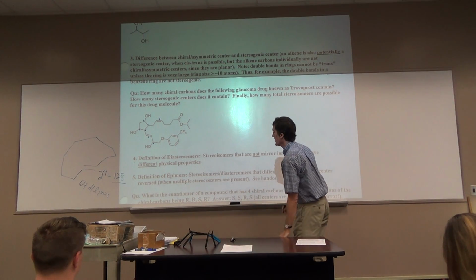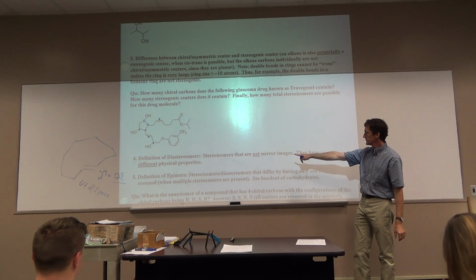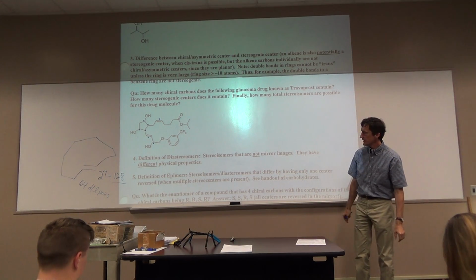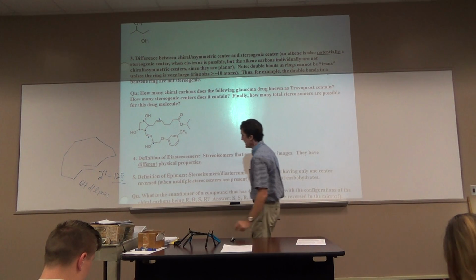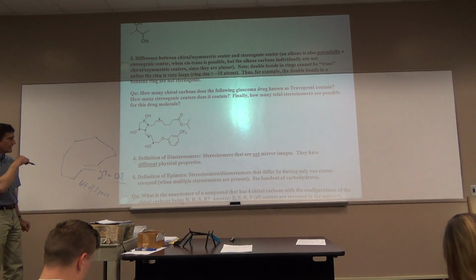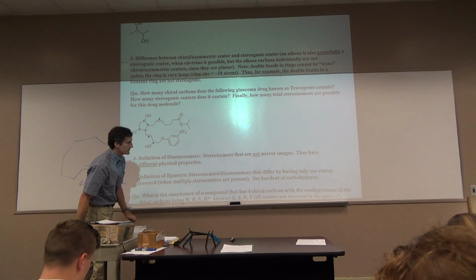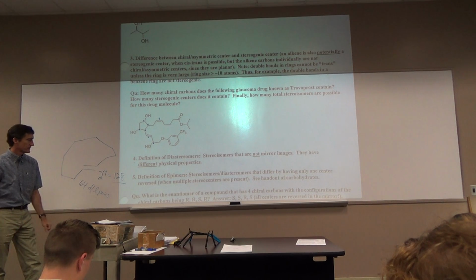There we go. Diastereomers. We already defined it: stereoisomers that are not mirror images. They have different physical properties. Epimers. What's an epimer? An epimer is a stereoisomer that differs by having only one center reversed.